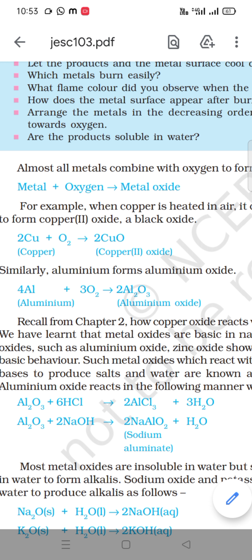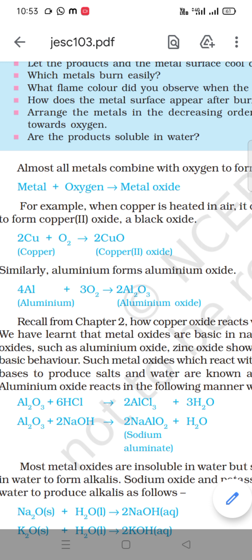If you light a candle and invert a glass, there is no air in that glass, so obviously we have performed this experiment. The candle will not burn. Why won't it burn? Because there's no oxygen. So same thing, children, keep in mind, whenever you are burning anything, oxygen is involved there. So metal plus oxygen gives metal oxide.